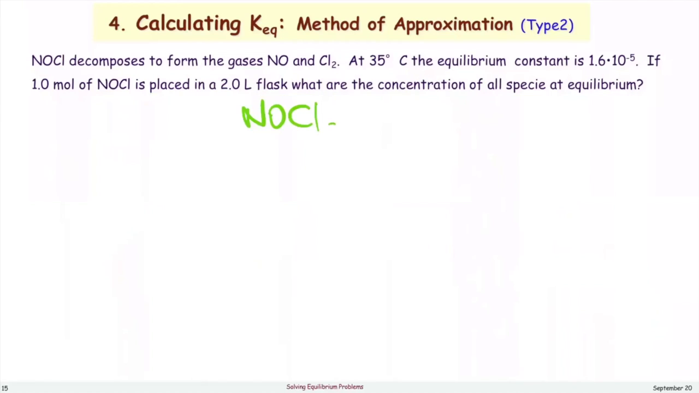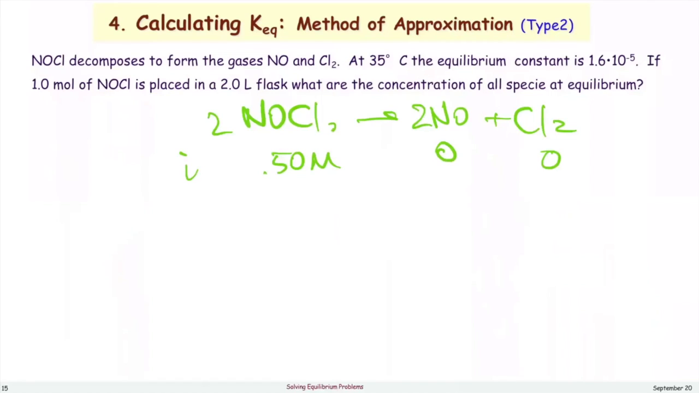NOCl goes to NO plus Cl2. The balanced equation is this. The initial is still 0.50 molar. This is 0, this is 0, but now your change is minus 2x. This is plus 2x, and this is x. So I hope through my goof up, you notice that the balanced equation is really critical.